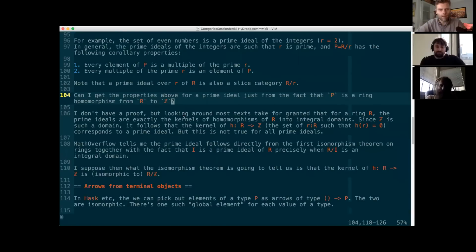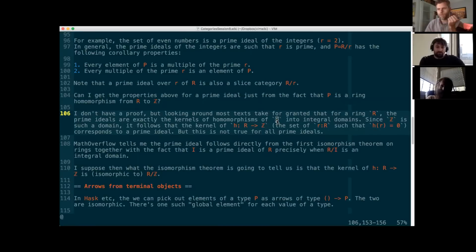I looked around and couldn't really find a proof, but most texts take this for granted, that the prime ideals are exactly the kernels of homomorphisms of R into integral domains. So if you have some ring R and you take a homomorphism of it into the integers, then its kernel is the whole set of r in R for which that homomorphism is 0. So it's all r for which h of r is 0.